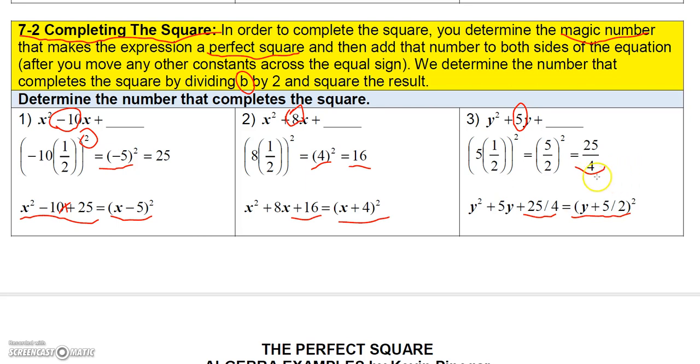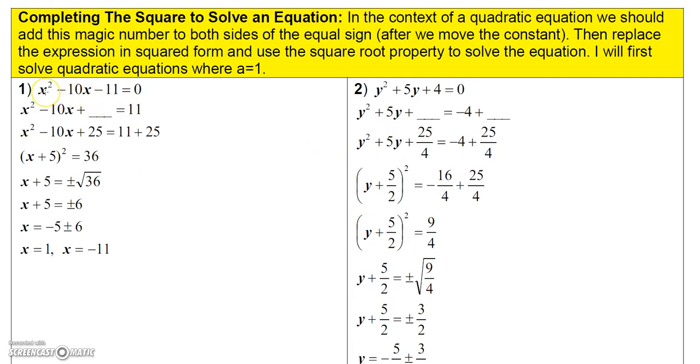So really, if you'll notice, this one factors into x and then plus whatever you squared, so it would be x plus negative 5 quantity squared. And this one factors into x plus 4 squared, since 4 is what we squared to get the magic number. And this one factors into y plus 5 halves quantity squared, since we squared the 5 halves to get the magic number.